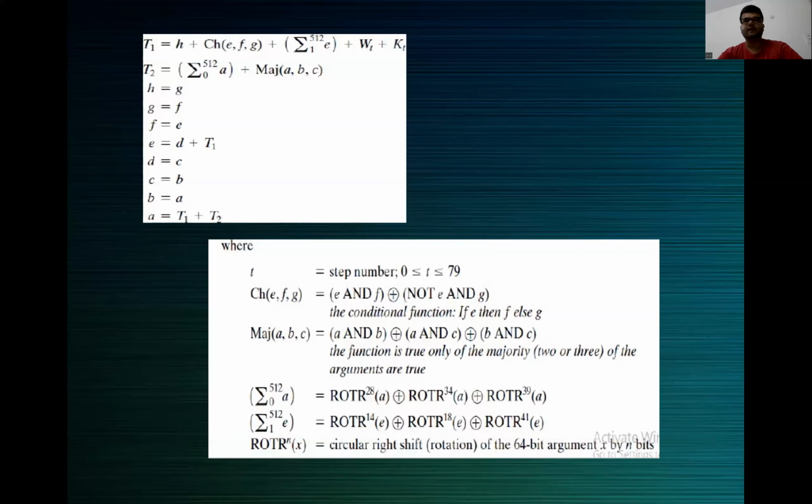So summation 0 of 512 A is equal to ROTR raised to the power 28 bracket open A bracket close XOR ROTR raised to the power 34 bracket open A bracket close XOR ROTR raised to the power 39 bracket open A bracket close, and then summation 1 of 512 E bracket close is equal to ROTR raised to the power 14 bracket open E bracket close XOR ROTR 18 bracket open E bracket close XOR ROTR 41 bracket open E bracket close, and ROTRn bracket open x bracket close equals the circular right shift rotation of the 64-bit argument x by n bits.